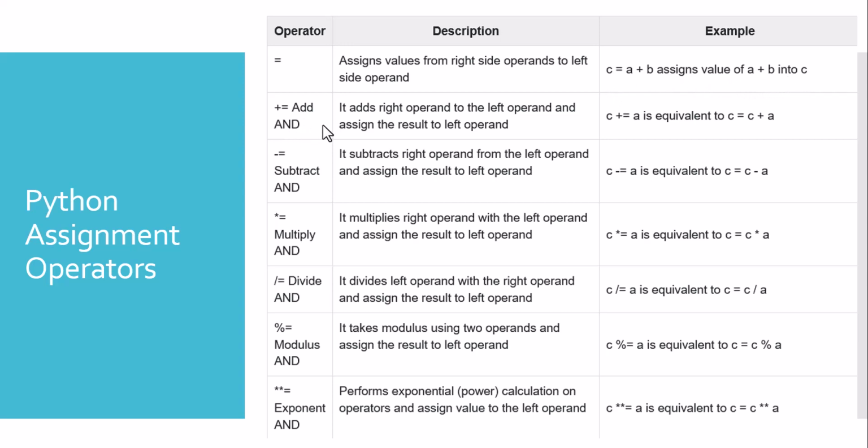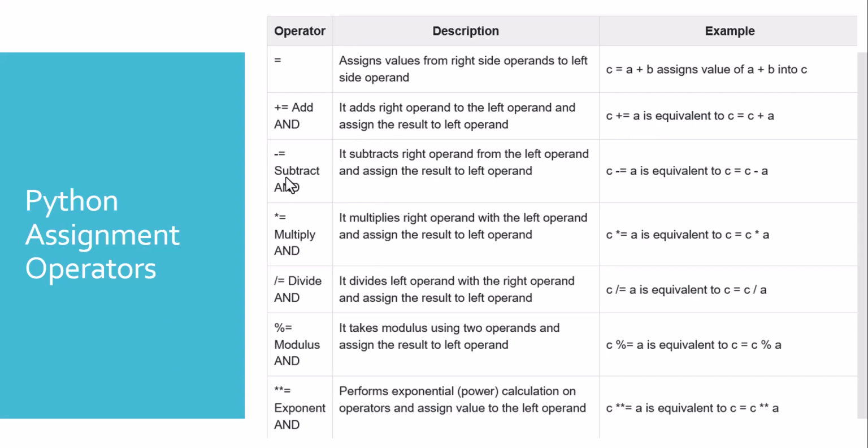Add and, okay: it adds the right operand to the left operand and assigns the result to the left operand. See here, we can write like this, c is equal to c plus a. We can write it in short, like c plus equal to a, okay. Both are same, c is equal to c plus a or c plus equal to a, both are same.